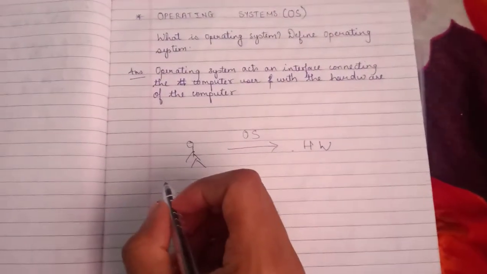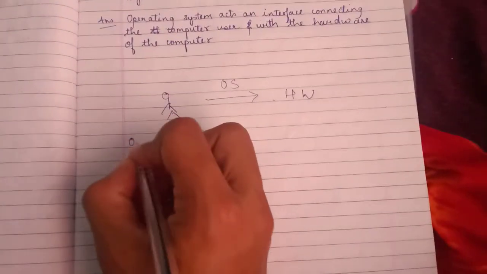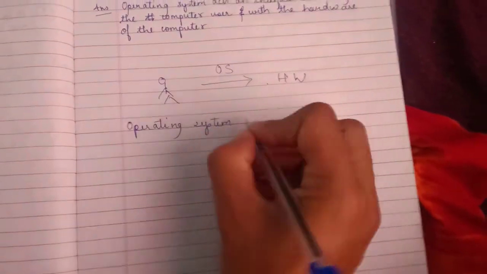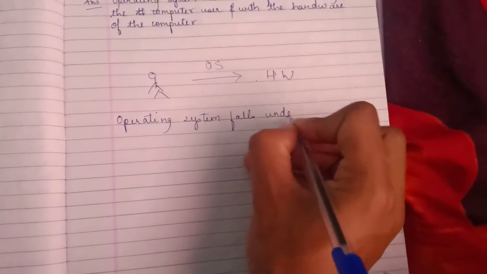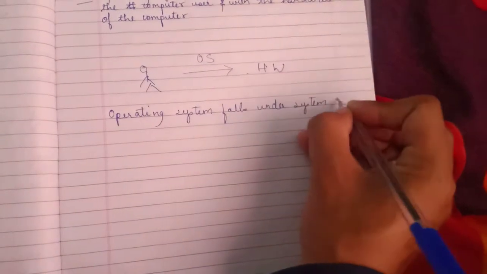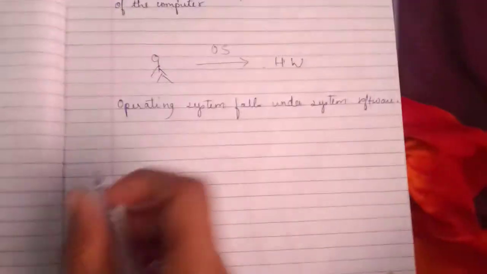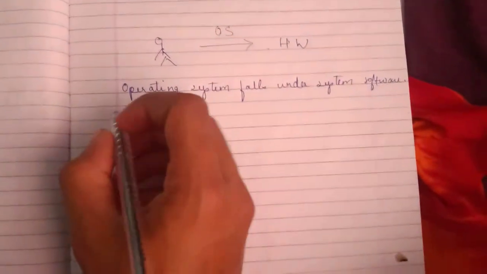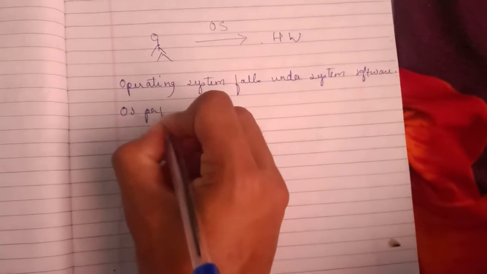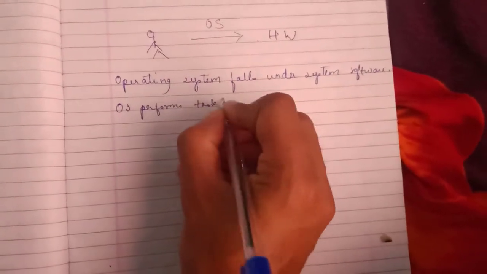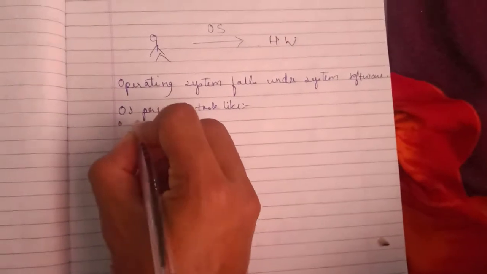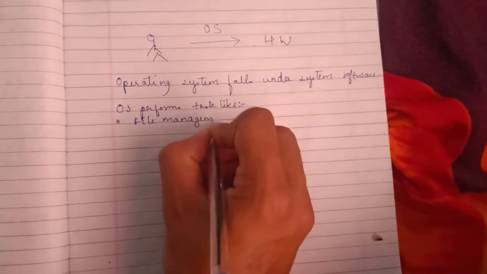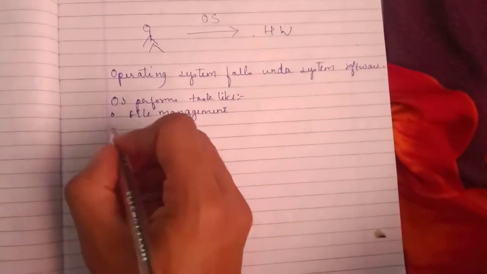Second point is the operating system falls under system software. This means operating system falls under system software and it performs tasks like file management. File management means creating, deleting or editing files. So operating system performs file management.